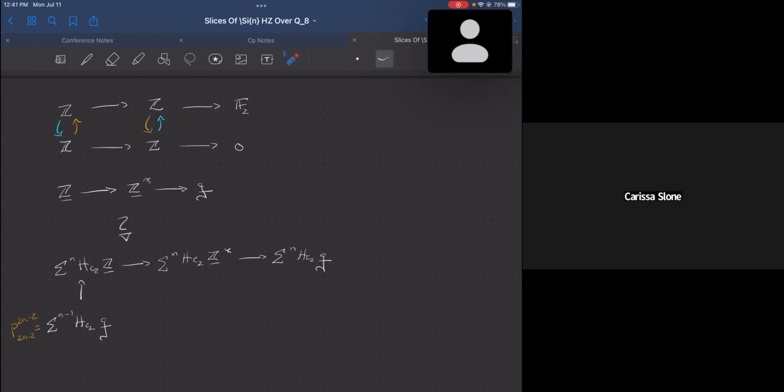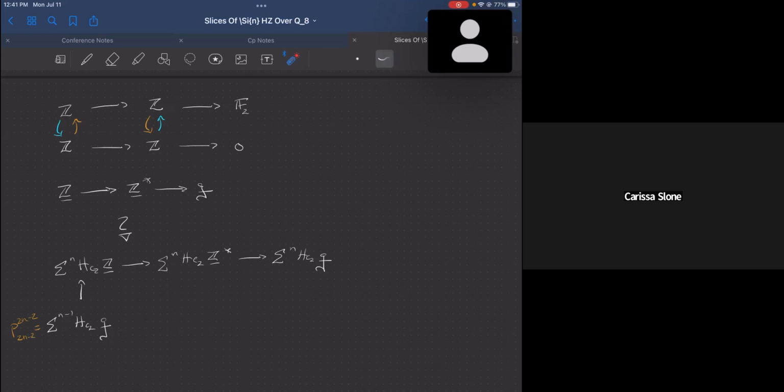Does that answer your question? It does, yeah. Awesome. I was wondering, again, as somebody who doesn't know a ton about this field, there is this slice spectral sequence, and I'm wondering, is this the spectral sequence just associated to a filtered spectrum, just kind of naturally, or is there more?